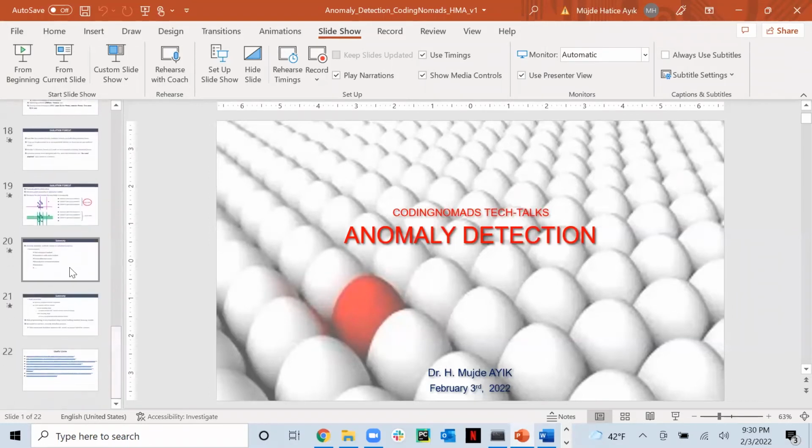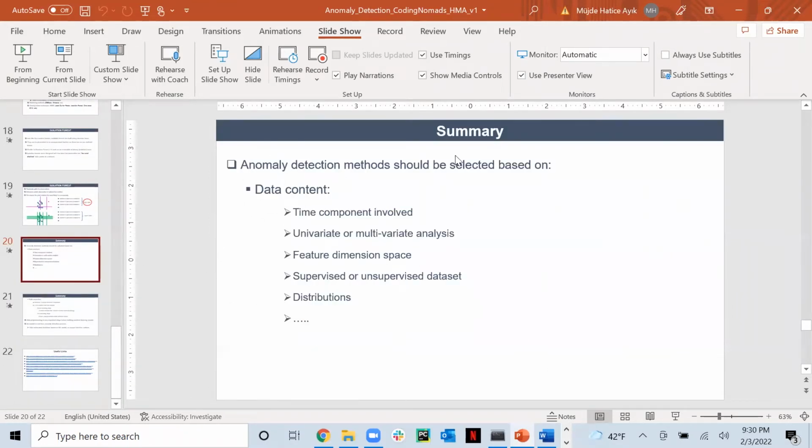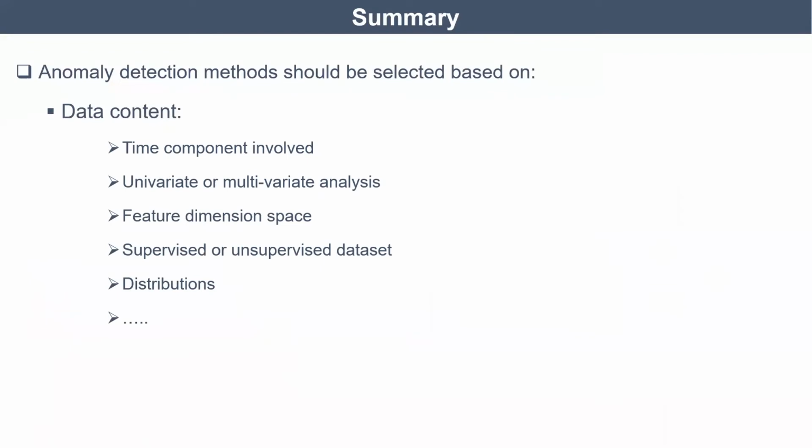And finally, if I need to summarize my points. Anomaly detection methods should be selected based on the data content: if they have any time component involved, if it is univariate or multivariate analysis, our feature dimension space, is it supervised or unsupervised, or do we have non-normal data like in the semi-supervised case. We need to look at the distributions.